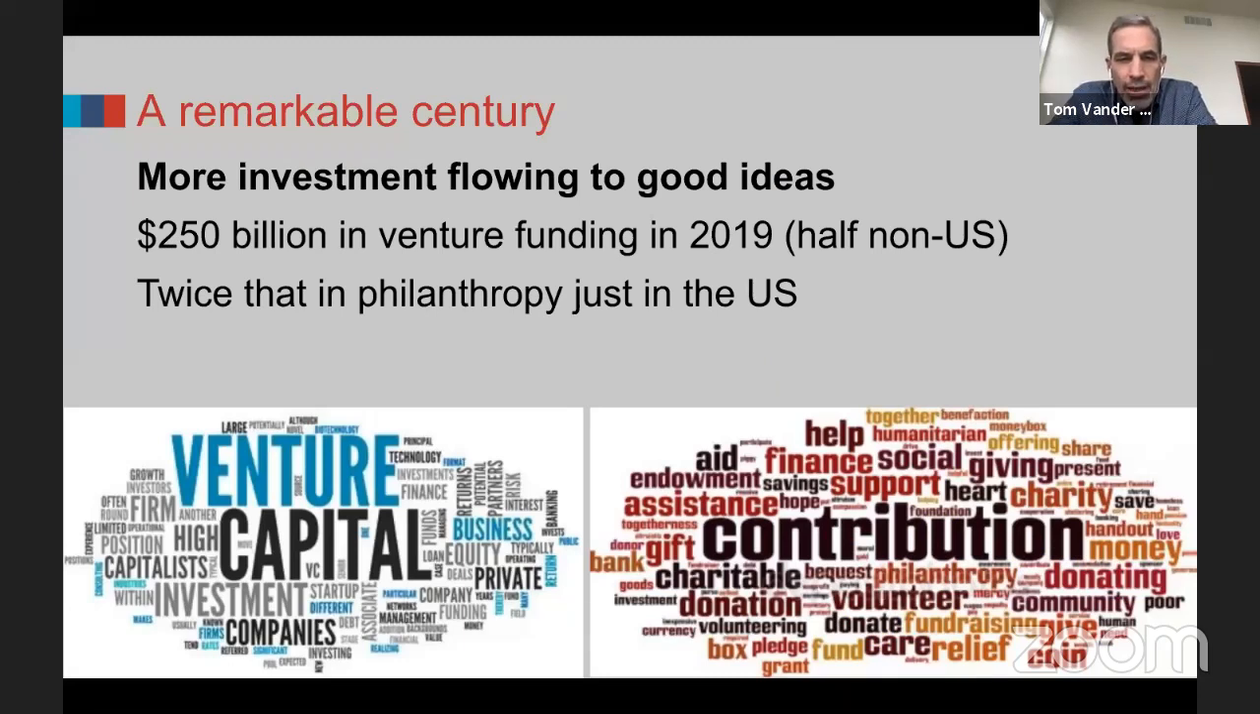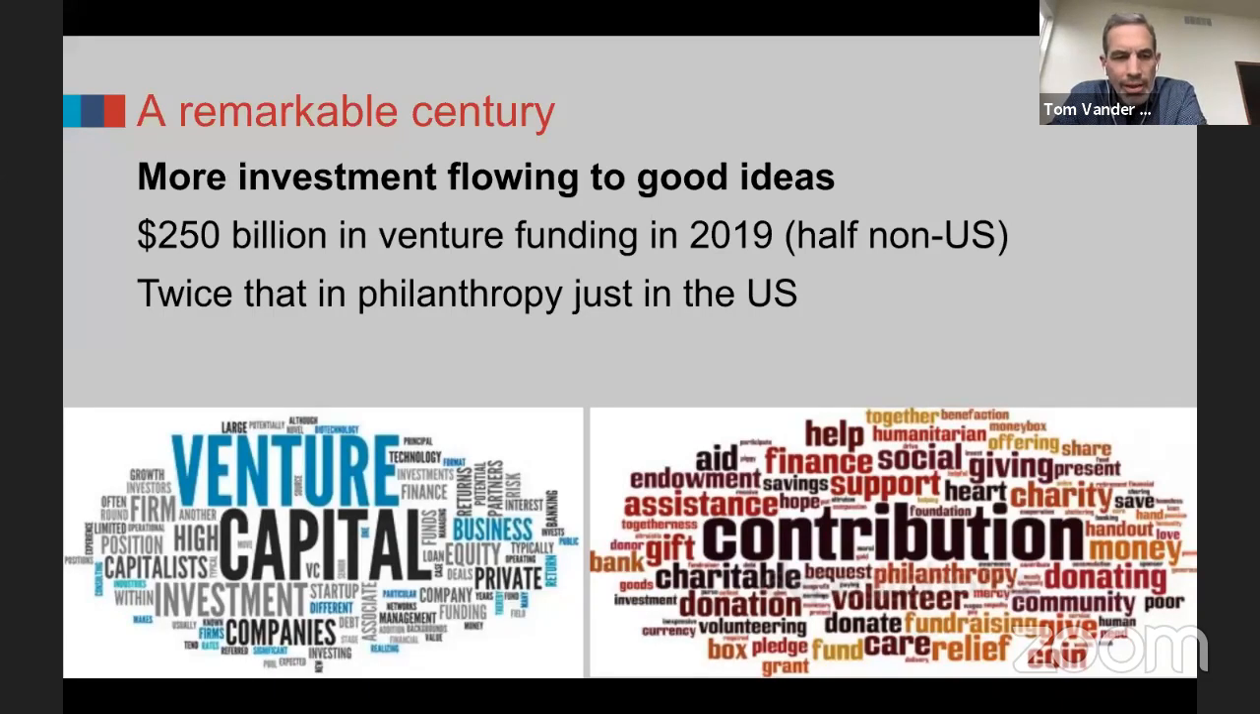The good news is that if you have a good idea, it's much, much easier today than it was 20 years ago or even 10 years ago to get funded. About $250 billion in venture funding will flow in 2019. What's really new is that half of that is non-US, particularly in China.